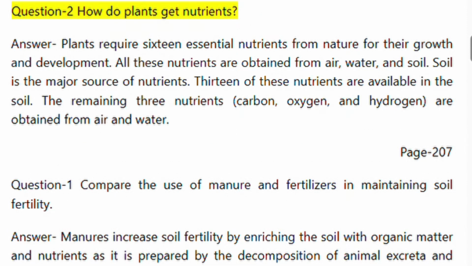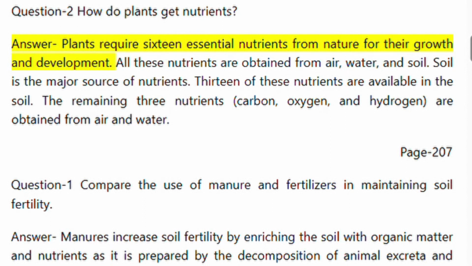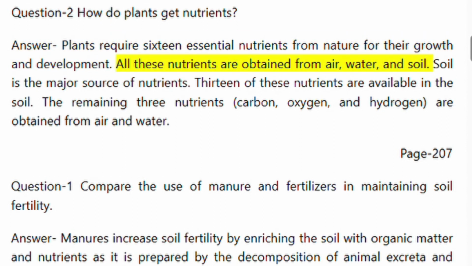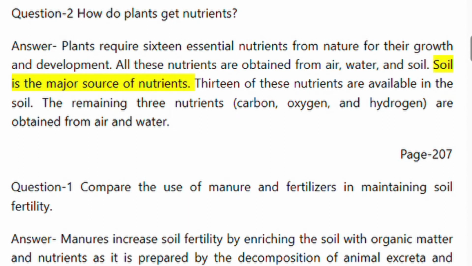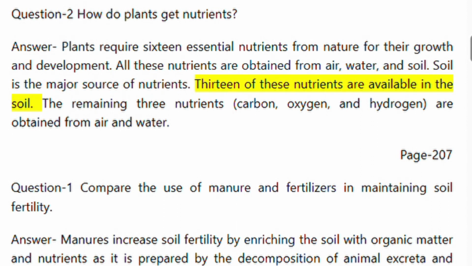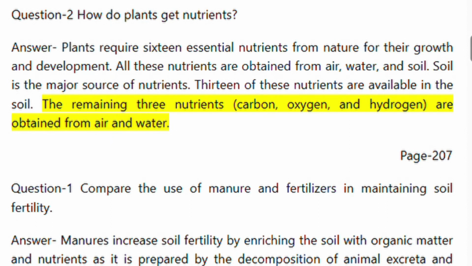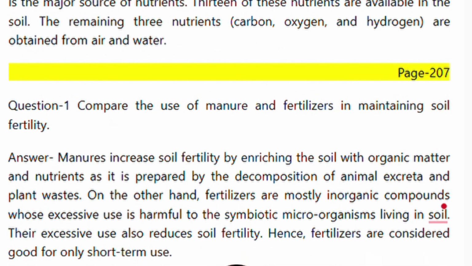Question 2. How do plants get nutrients? Answer. Plants require 16 essential nutrients from nature for their growth and development. All these nutrients are obtained from air, water, and soil. Soil is the major source of nutrients. 13 of these nutrients are available in the soil. The remaining 3 nutrients, carbon, oxygen, and hydrogen, are obtained from air and water. Page 207.